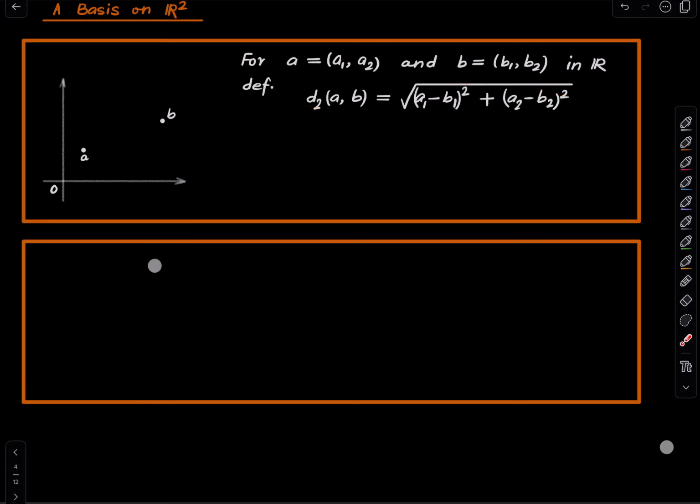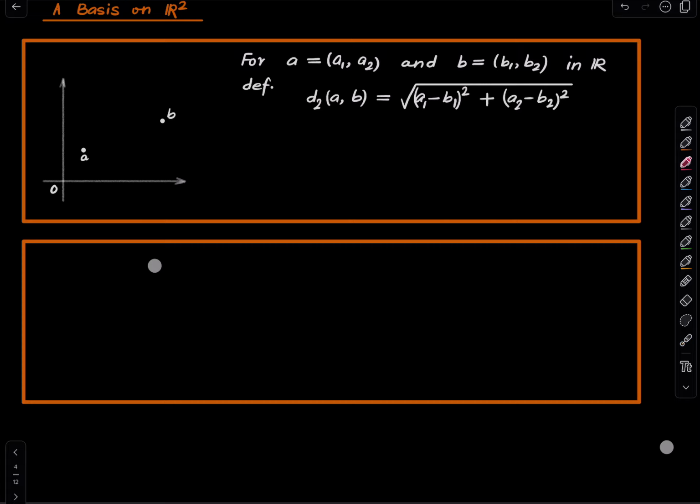You've surely seen this in high school. And the 2 here refers to the 2 there, not to the dimension. I mean, this is R2, so there is a 2 here, but this 2 is not referring to the 2 there. This 2 is referring to 2 here. Okay, so this is the Euclidean distance between A and B.